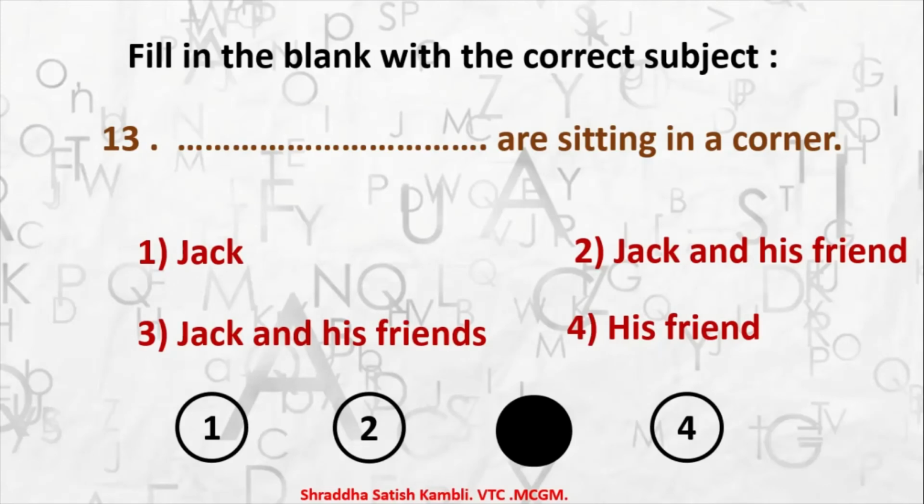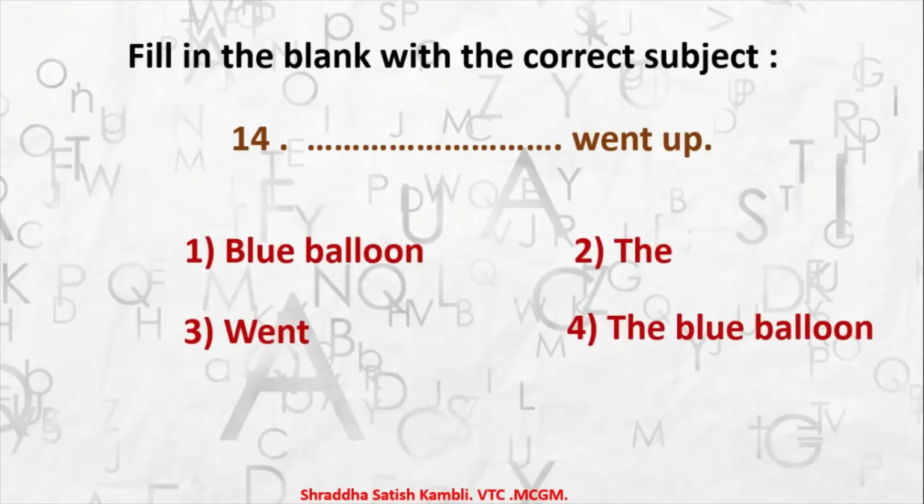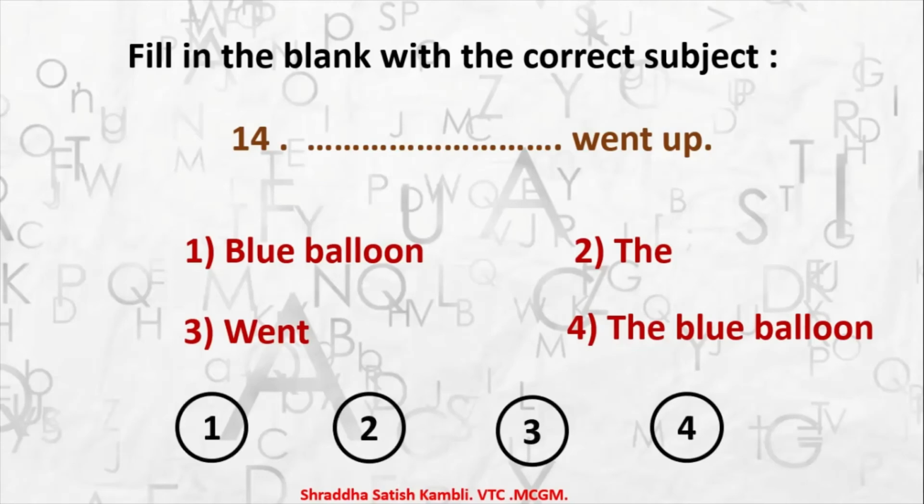Okay? Coming to the next example, example number 14. Dash went up. What will you say? The blue balloon went up. So what went up? Option number 4. The blue balloon went up.